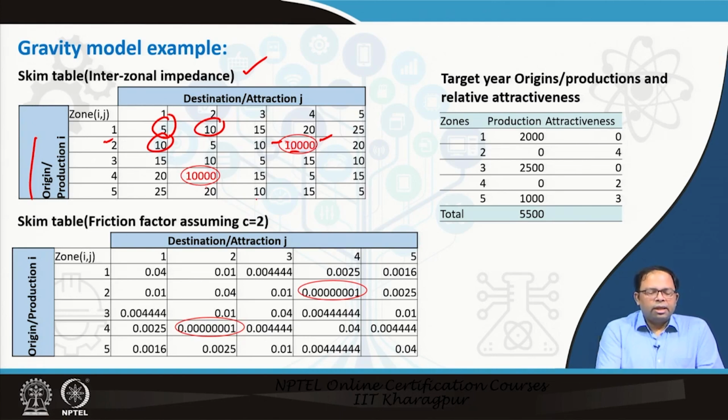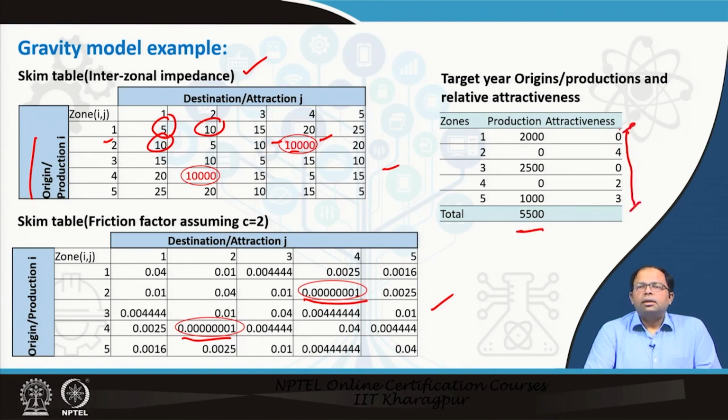So, from the impedance we estimate the friction factor assuming C equal to 2, which gives us all these figures, and you can see these values are very low. These are the target year productions over here, and attractions are given as just a value. This is a relative measure, the relative attractiveness of the different zones. So, it is not absolute values, we can take the relative attractiveness values as well.